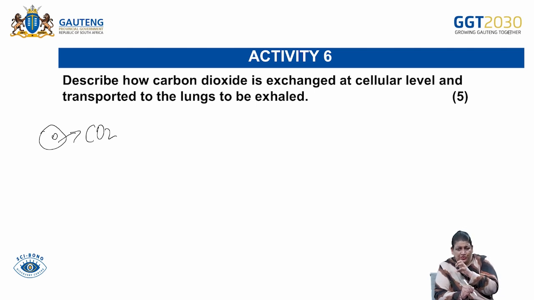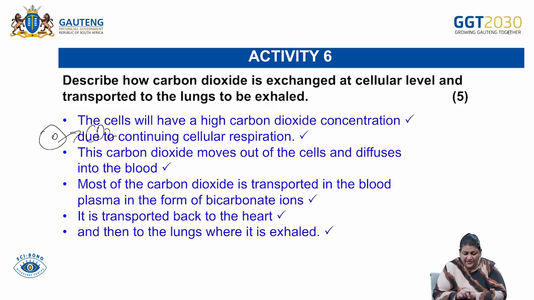It's going to go to the heart by the superior and inferior vena cava, remember? Then the heart is going to pump that deoxygenated blood that came from the superior and inferior vena cava. The heart is going to pump that deoxygenated blood where? It's going to pump it to the lungs, okay? And then when it gets into the lungs, it's going to be exhaled. So let's read it here now.